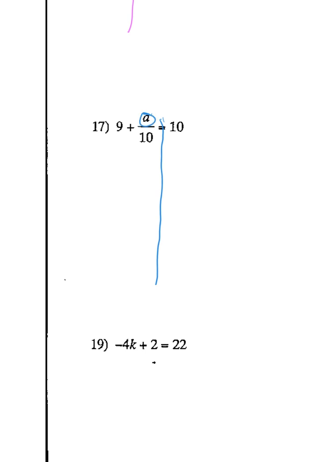Here's letter A. All right, that's my variable for this equation. On that side, the number that's not connected to the variable is a 9. It's a positive 9, so I'm going to subtract 9. Or put a negative 9. It's the same thing. My 9's cross out. I'm left with the A over 10. And 10 minus 9 is 1.